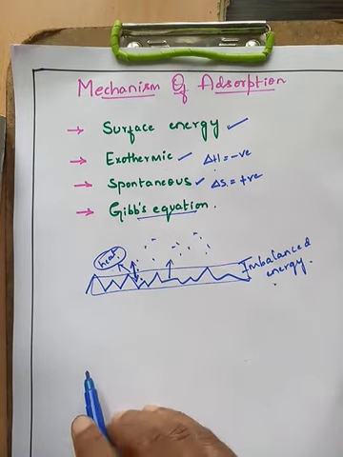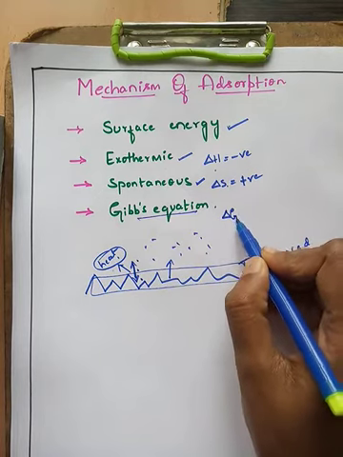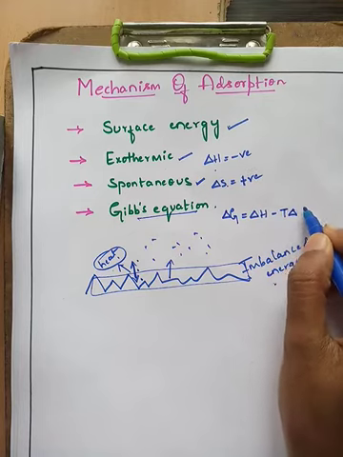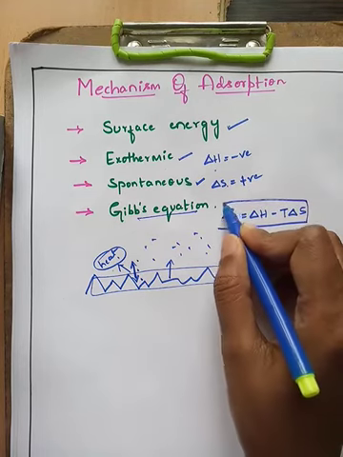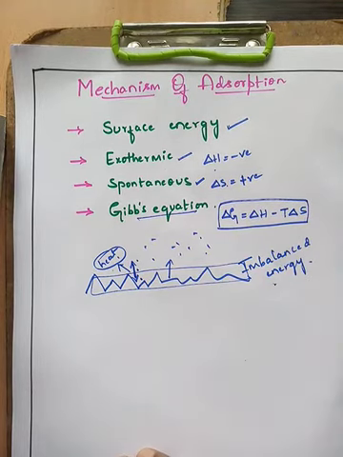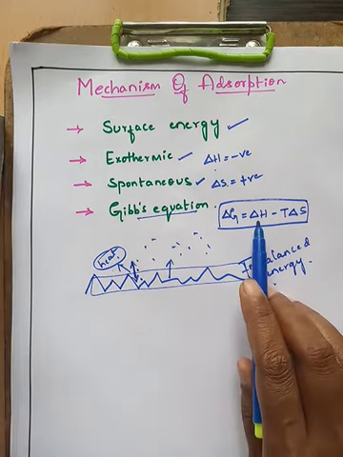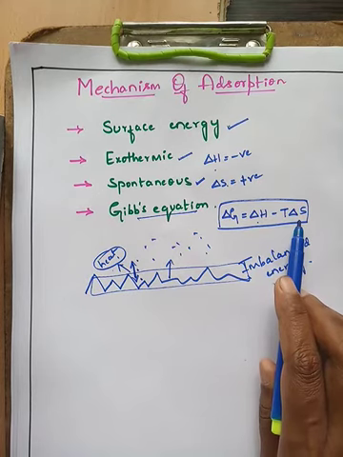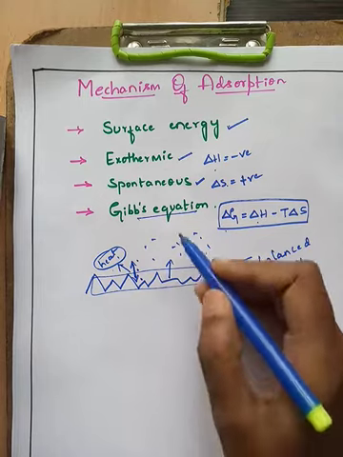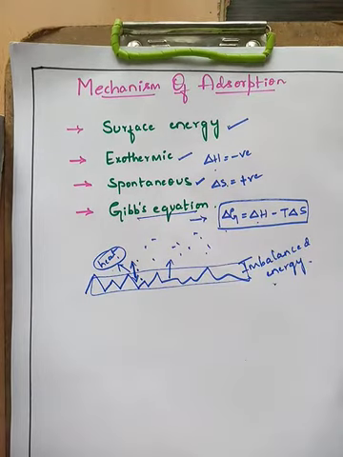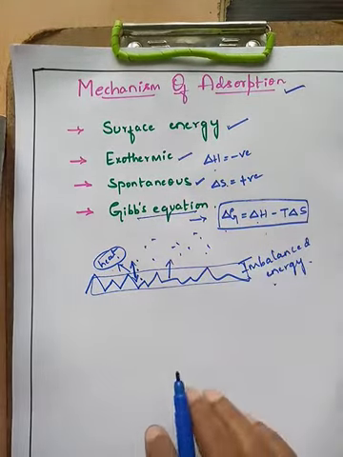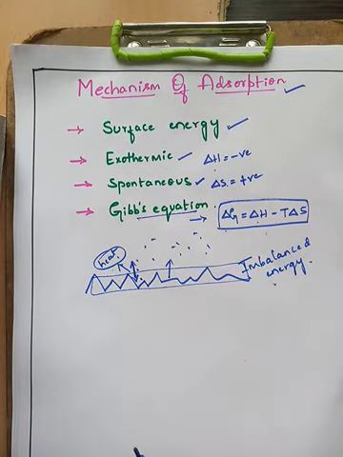What is the Gibbs equation? Delta G is equal to delta H minus T delta S. This is the Gibbs free energy change, equal to the change in enthalpy minus the temperature in Kelvin times the change in entropy, which indicates spontaneity. This is called the Gibbs equation. Through this equation we can explain the mechanism of adsorption and how the changes occur.